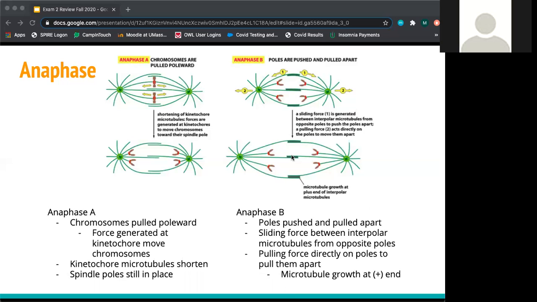Okay, so for anaphase A, your chromosomes are pulled poleward, and force is generated at the kinetochore, which moves the chromosomes. For this one, the kinetochore microtubules are going to shorten, and the spindle poles are still in place. In anaphase B, the poles are pushed and pulled apart, and there's a sliding force between interpolar microtubules from opposite poles, and the pulling force is directly on the poles that pulls them apart, and the microtubule growth is at the plus end. So those are just 2 ways.